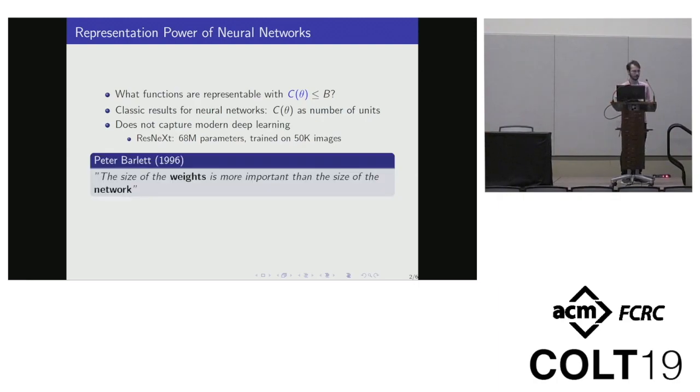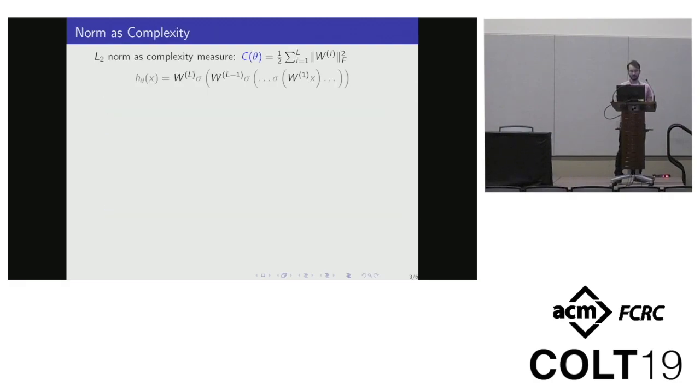And as Peter Bartlett said more than 20 years ago, the size of the weights is more important than the size of the network, which suggests that maybe the question we should be asking instead is, what kind of functions can we represent when we constrain networks in terms of the norm or the size of its weights, and not on how many units or parameters it has? That's exactly the starting point of our work.